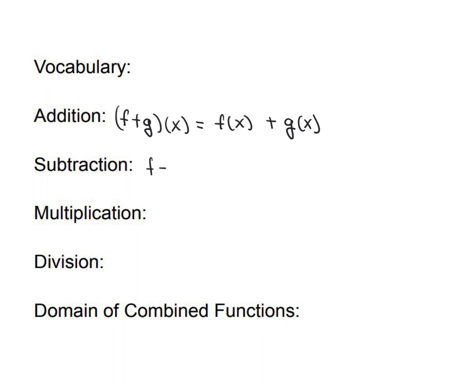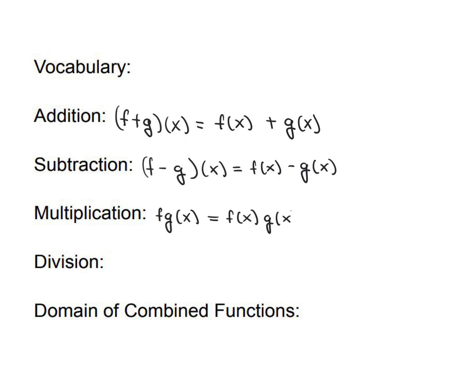Subtraction would be f minus g of x, which is f of x minus g of x. Multiplication would be fg of x, which is f of x times g of x. And then division would be f over g of x, which would be f of x divided by g of x.